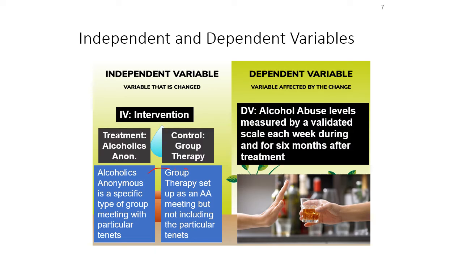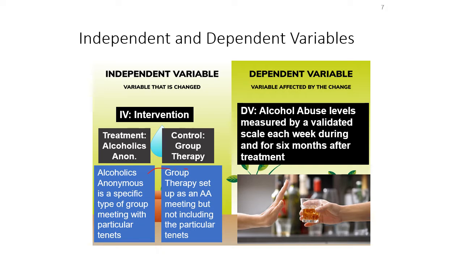For another example, let's consider this. Let's start with a dependent variable: someone is interested in alcohol abuse. And she's going to measure it by a scale each week that's valid. We'll talk about what this means in a couple of weeks. And she measures it for 6 months after treatment. During treatment and then after treatment, she takes a measure of where they are in terms of alcohol abuse. So that's the dependent variable. And she thinks that alcohol abuse is going to depend on this intervention.